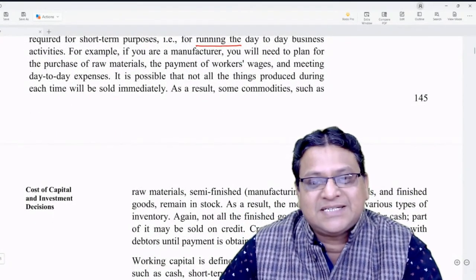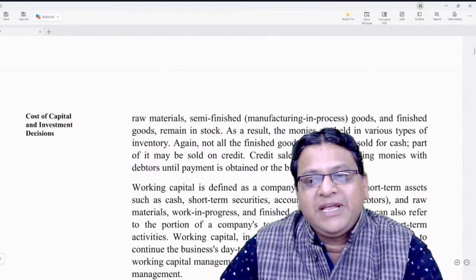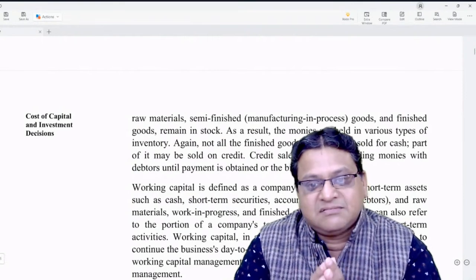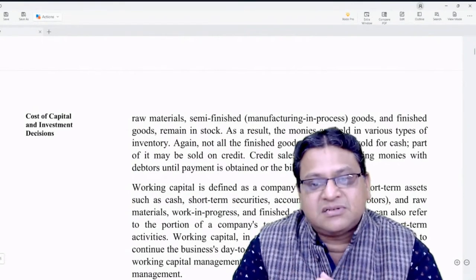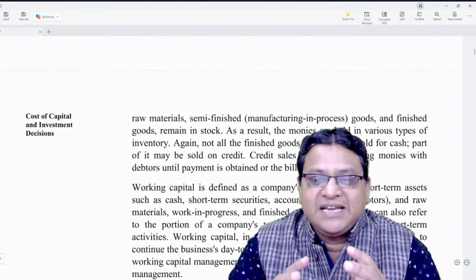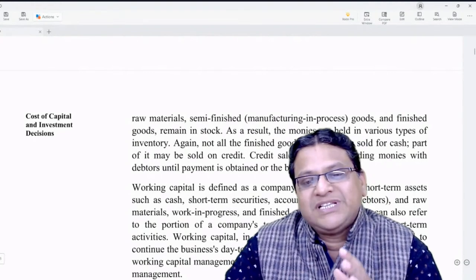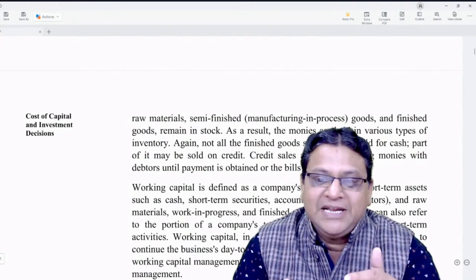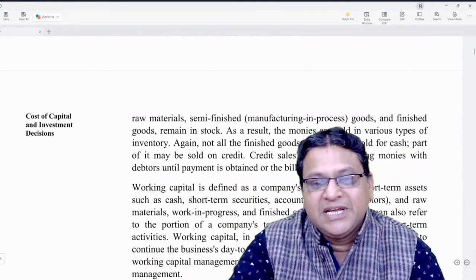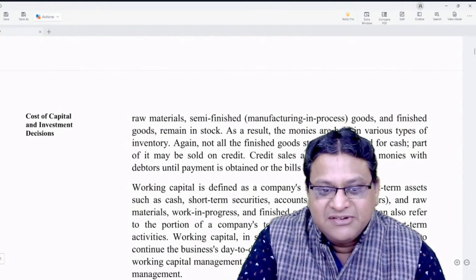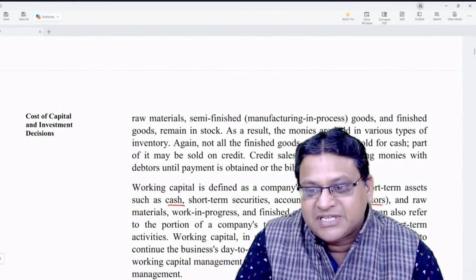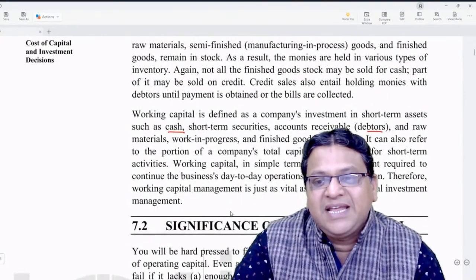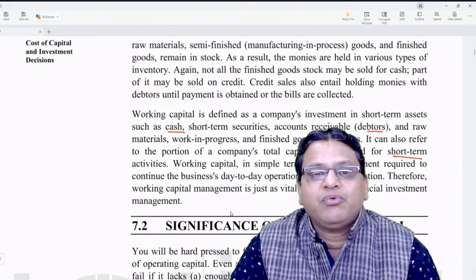What are the current assets? Generally, working capital money is invested in cash, invested in debtors. Working capital money is invested in stock. These are the three major components in which the working capital money is invested. Cash, debtor, and stock are three important components of working capital.